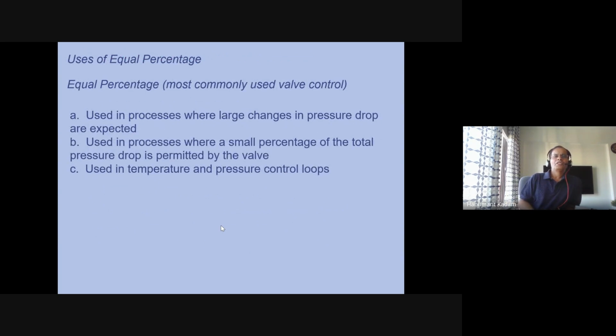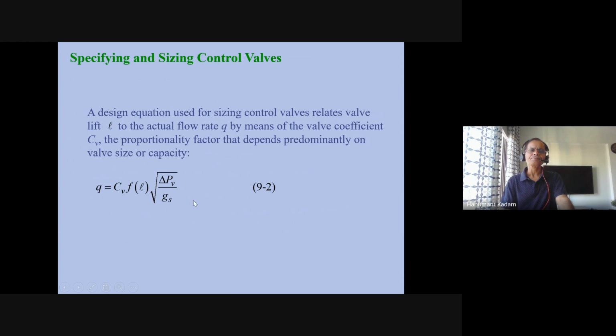Then equal percentage valves, mostly common in valve control, are used in processes where large changes in pressure drop are expected, and where a small percentage of the total pressure drop is permitted by the valve. They are used in temperature and pressure control loops. Then, specifying and sizing control valves.